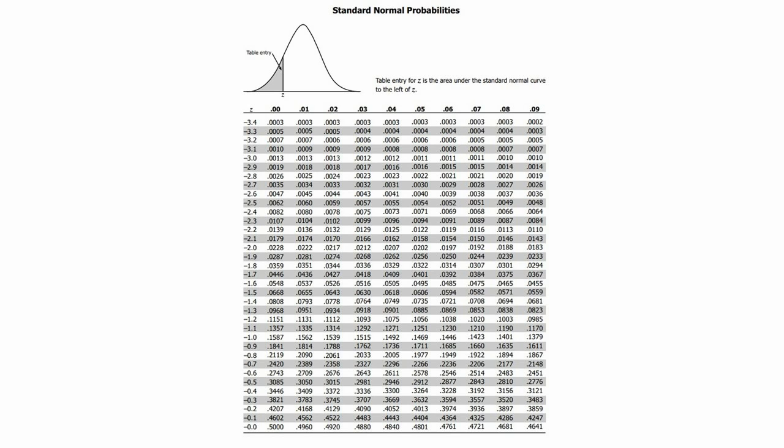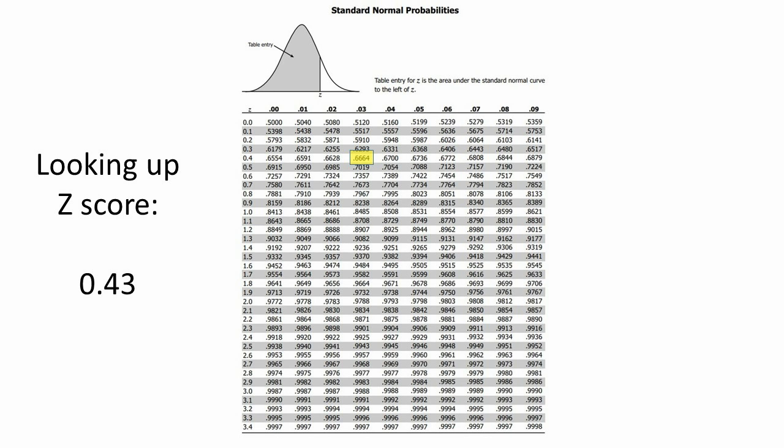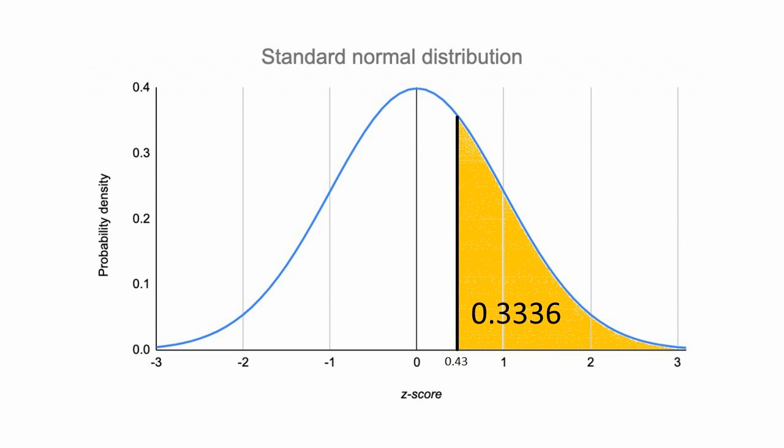Areas printed on the Z-table are always areas to the left of a Z-score, but we can also use the table to find areas to the right. If we were interested in the probability of randomly choosing a woman taller than the one we selected, we would look up the area to the left of her Z-score and subtract that area from 1. In this example, we would take 1 and subtract 0.6664 to get 0.3336.